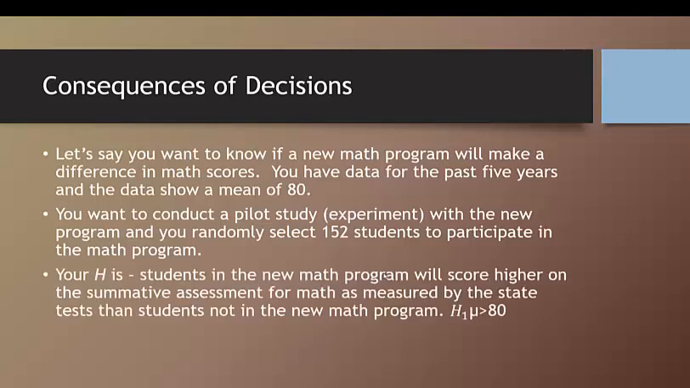So your hypothesis then, denoted down there at the bottom as H sub 1, that's our alternative hypothesis, is the students in the new math program will score higher on the summative assessment for math as measured by the state test than students not in the new math program. And we simply write that as H1: our population mean mu is greater than 80.